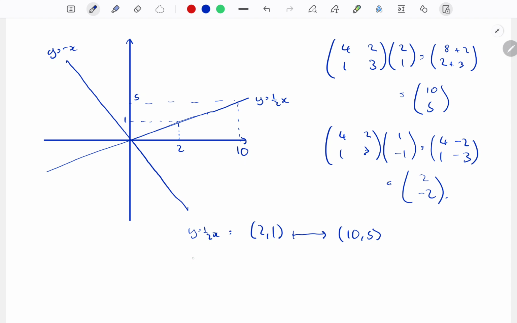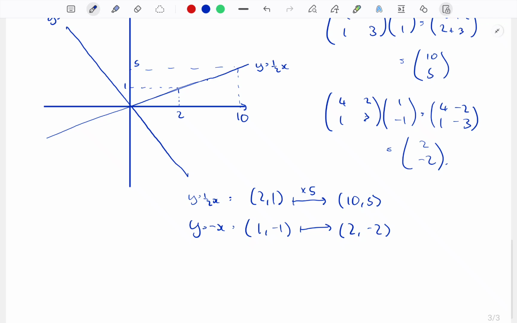And for the graph, for the line y equals minus x, (1, -1) was mapped to (2, -2). So what we notice here is that these coordinates have been multiplied by 5 for the line y equals 1/2 x, and for y equals minus x, they were multiplied by 2.